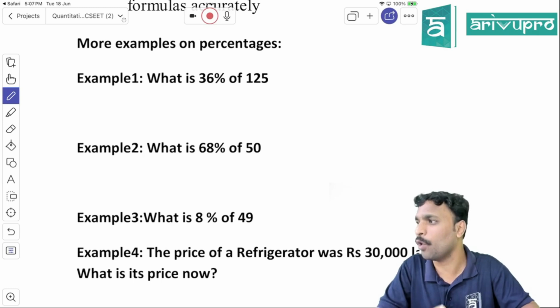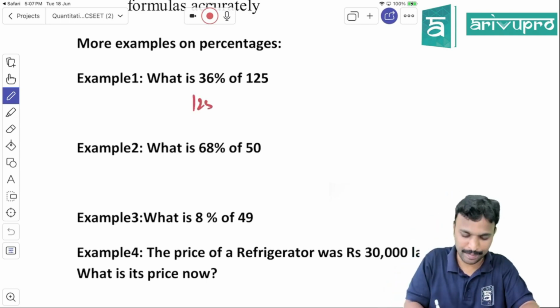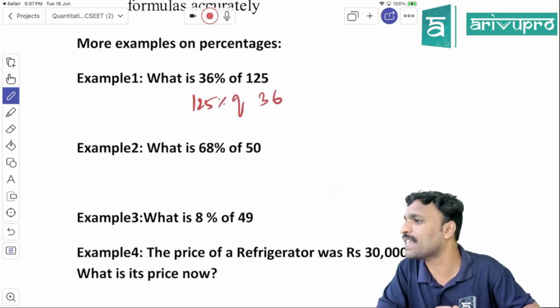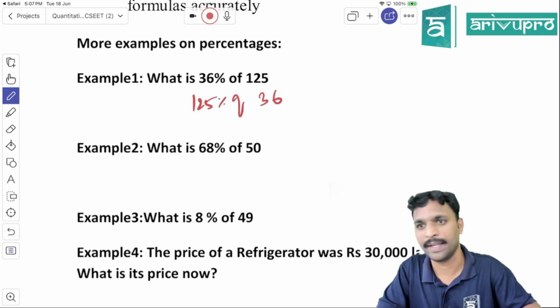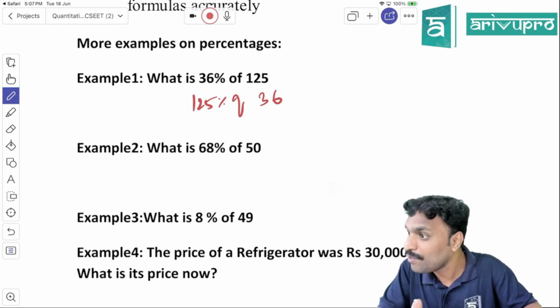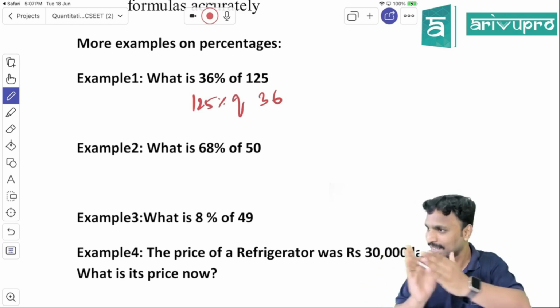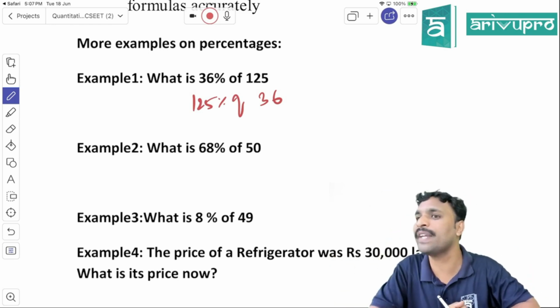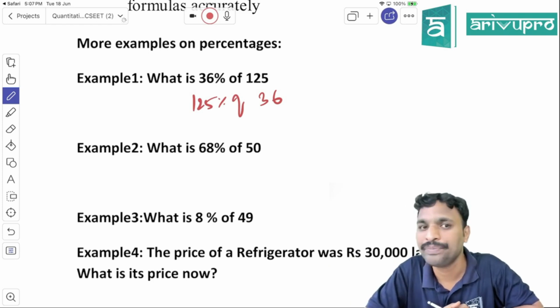Which one looks more whole number, 36 or 125? 125 looks easier than 36, yes or no? 125% of 36. First of all, 100% of 36 is what? 36. If you put 25% of 36, now what? 1/4 of 36? 100% of 36 is 36 only. You put 25% now, 1/4.